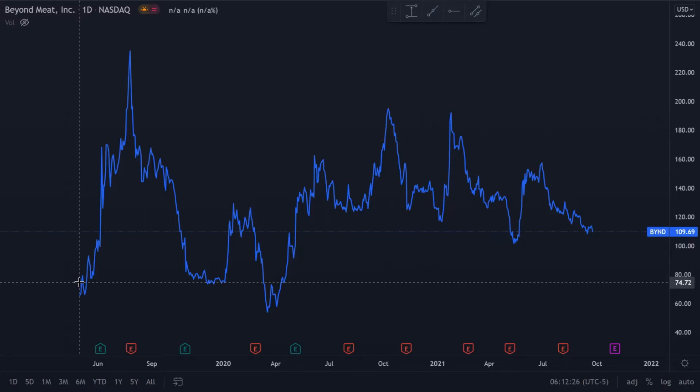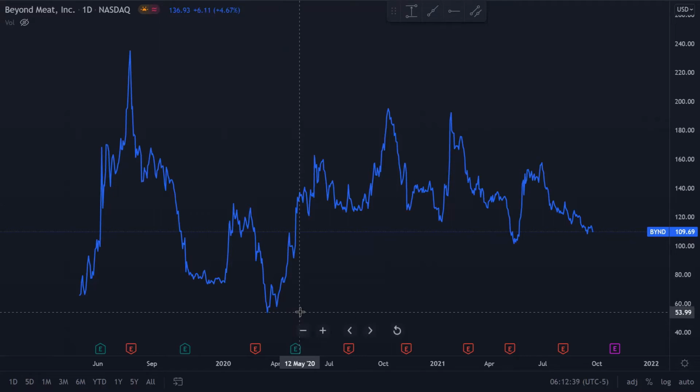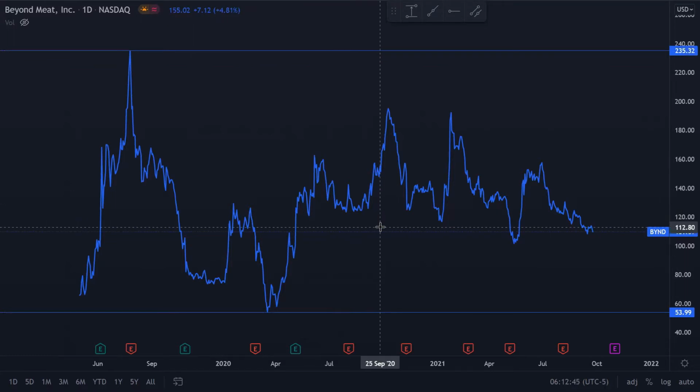When plotting your support and resistance levels, you can start with your lowest and your highest points, because for any stock really, all-time highs and lows are usually great levels of support and resistance. For Beyond, its all-time low, or its lowest point, will be here, and its highest point will be here. And there you go. We're done. See, that wasn't so bad, was it?